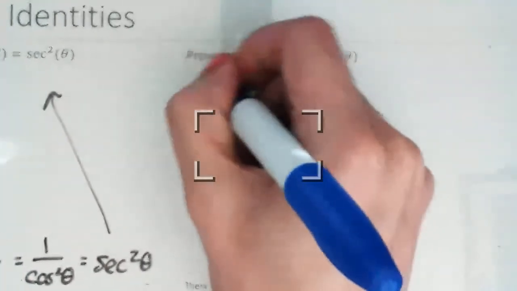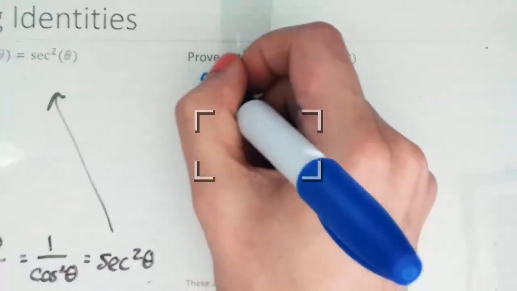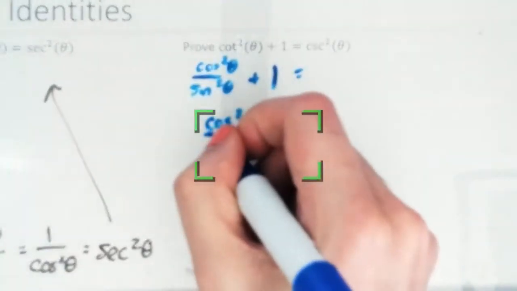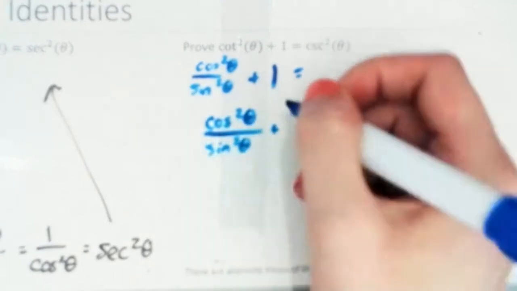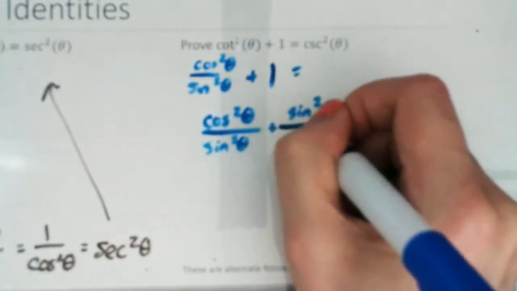I'm going to try that whole switching it to sines and cosines again. Cotangent is cosine over sine. So this will be cosine squared of theta over sine squared of theta plus 1. I'm going to multiply that 1 by sine squared over sine squared. That way I have cosine squared of theta over sine squared of theta plus sine squared of theta over sine squared of theta.